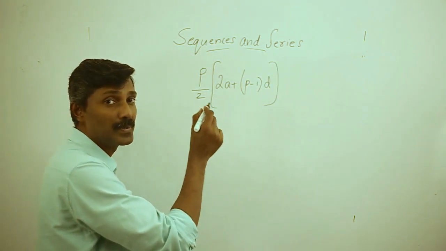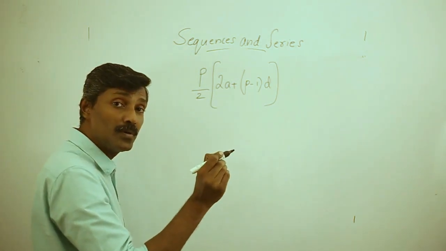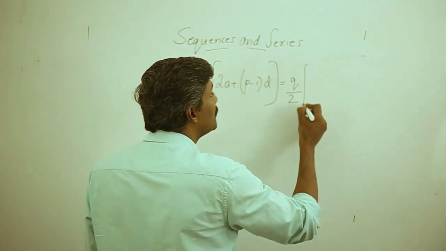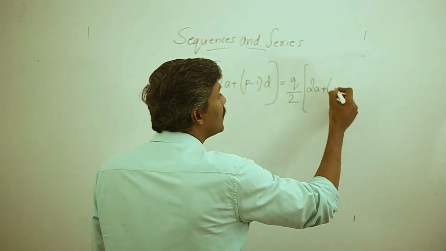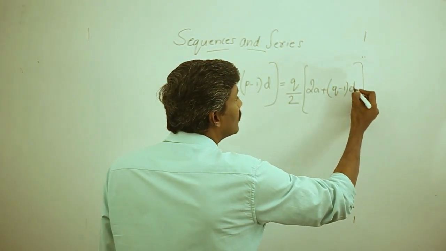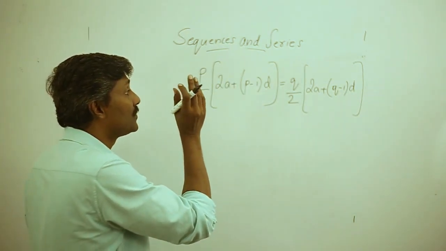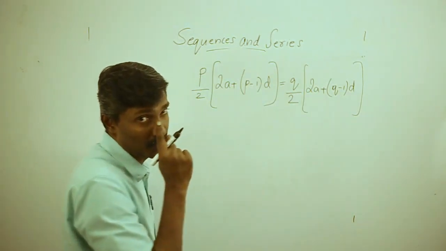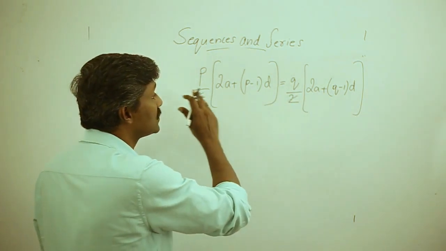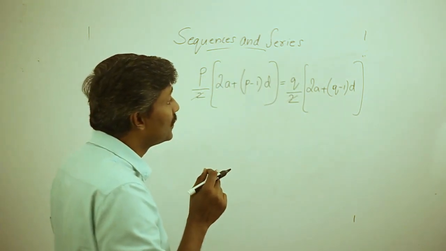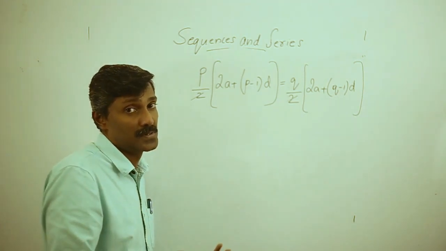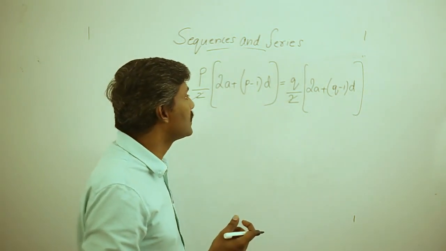The sum of the first P terms, okay? It is equal to the sum of the first Q terms. So it is Q by 2 into 2A plus Q minus 1 into D. That is clear? The sum of first P terms is equal to the sum of first Q terms. Okay. So these two 2's get cancelled and this is what we have. And we are asked to find out what is the sum of the first P plus Q terms. Okay. Now let's open the bracket and let's see what we get.